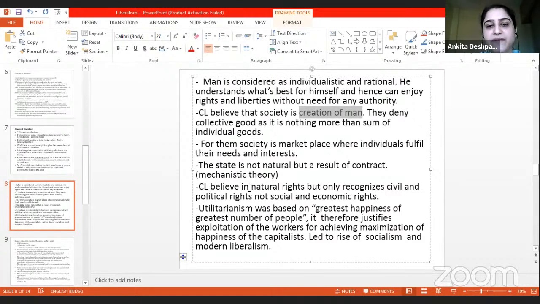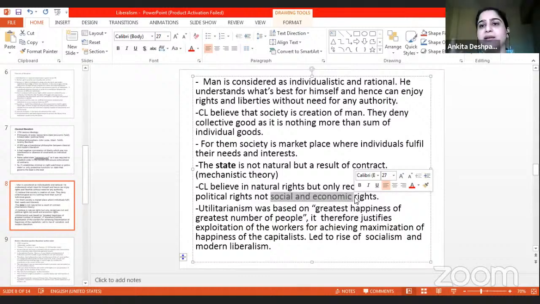Classical liberals believe that natural rights are only civil and political rights, but not social and economic rights. I told you, these classical liberals basically believe in natural rights, but only in civil and political rights, not social and economic rights. Why no social and economic rights? Because society cannot interfere. Society and the state cannot interfere in the economic activities of the people. So classical liberals like John Locke, Jeremy Bentham, Adam Smith believed in an open economy, open market, free market. You have all the avenues. What you make out of your life is your own.